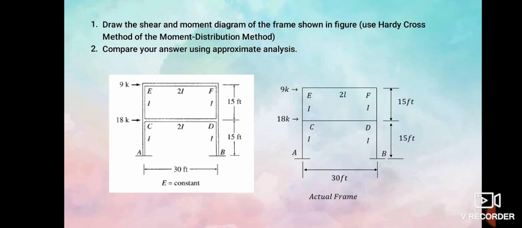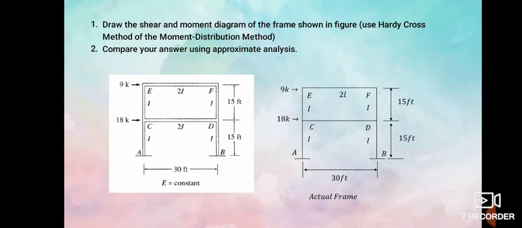We have this problem. Draw the shear moment diagram of the frame shown in the figure using the Hardy-Cross method, or the moment distribution method, and compare your answer using the approximate analysis. On the left side you can see our first problem, and on the right side is the actual frame.